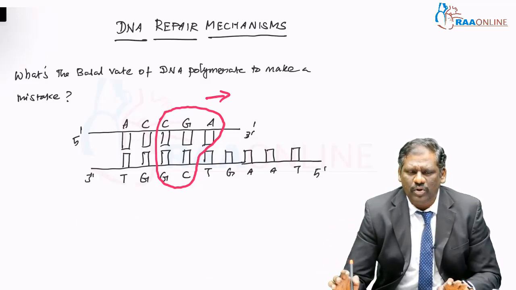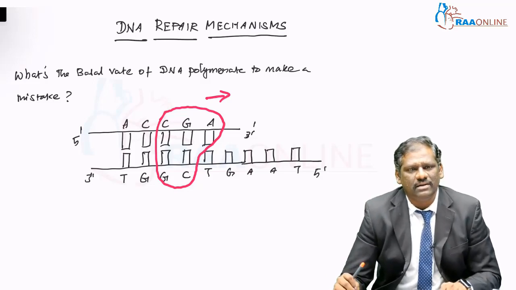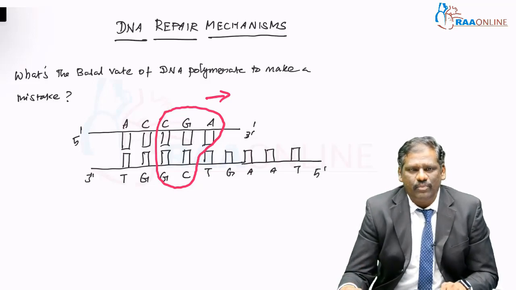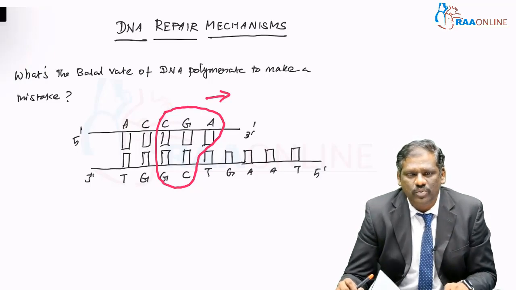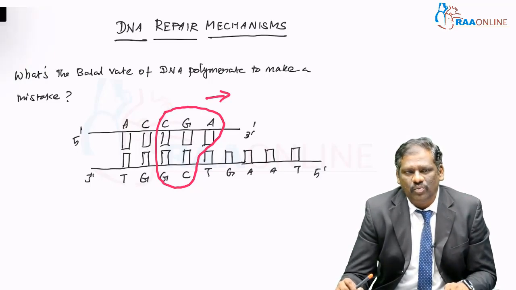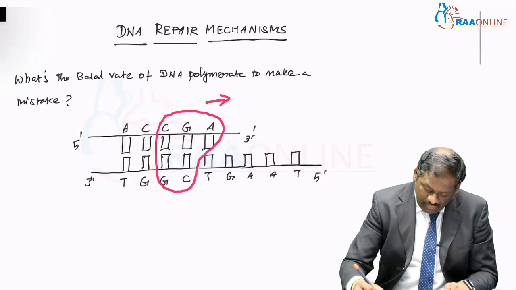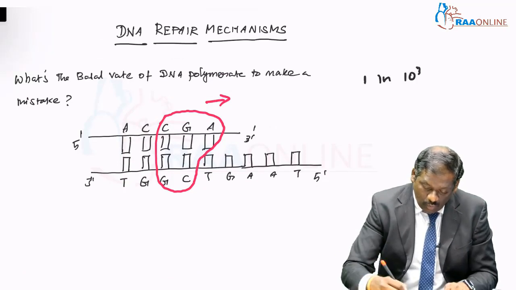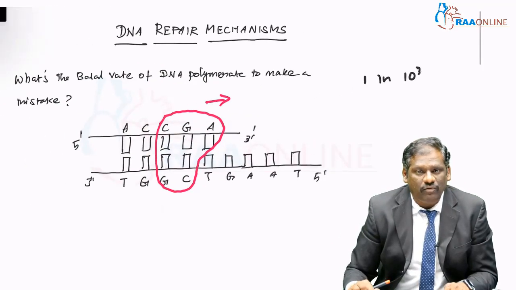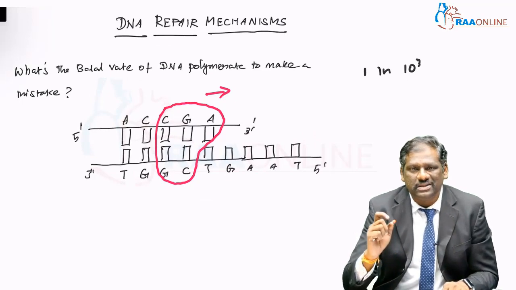So do you have any idea what's the basal rate of DNA polymerase to make a mistake? Because the DNA polymerase is the one which is going to form your synthesis of new strand. So what is the rate of the mistake in case of DNA polymerase? It will be in the range of 1 in 10 power 3 or 1 in 1000. So the chance of the DNA polymerase to make a mistake is 1 in 1000.